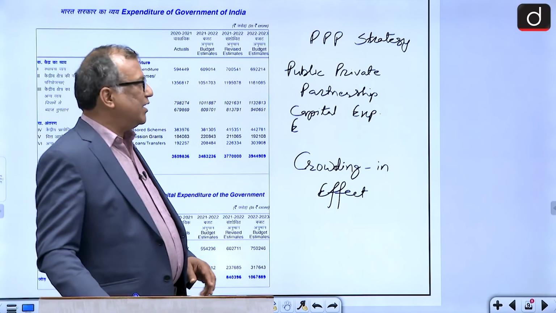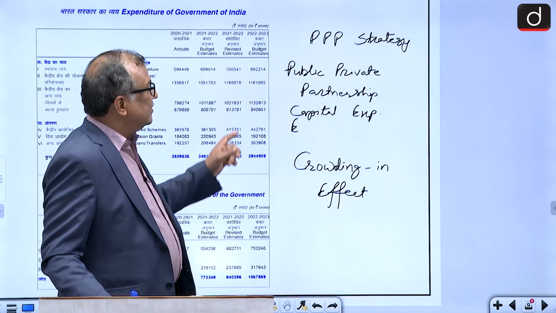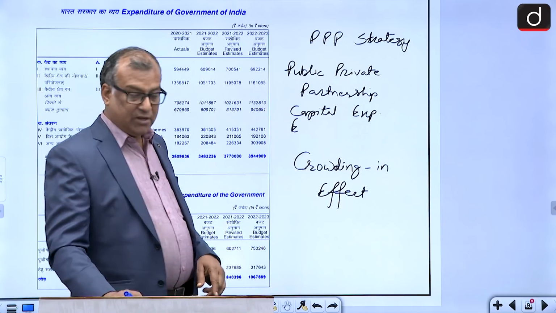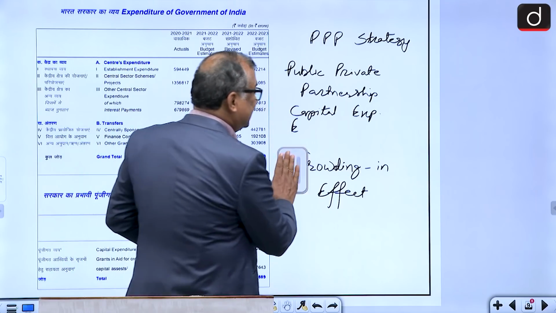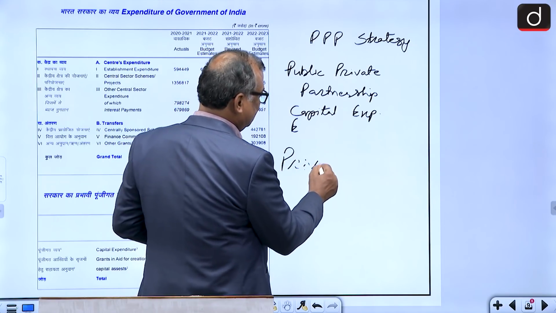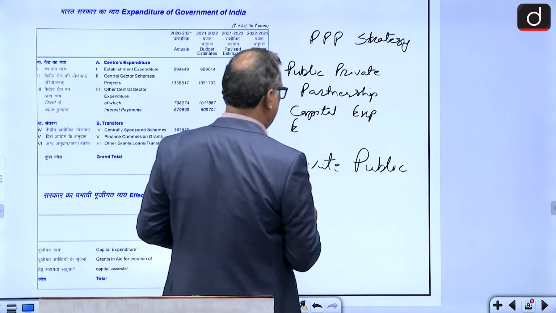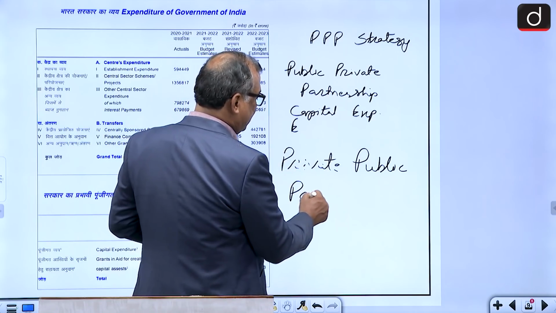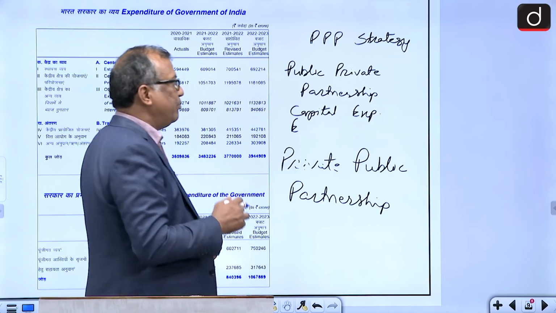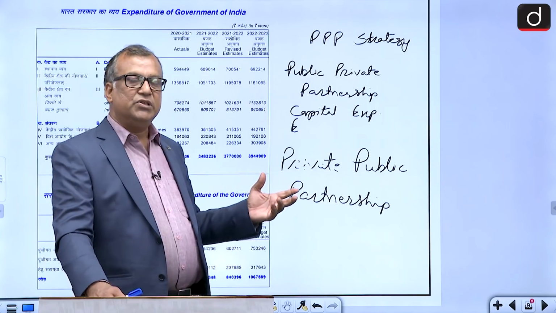Interestingly, in this year's budget, the finance minister has read this PPP in a slightly different fashion. Rather than beginning the phrase as public and then followed by private partnership, finance minister said that private public partnership. That is private first and public will follow private investment. This is an interesting change.